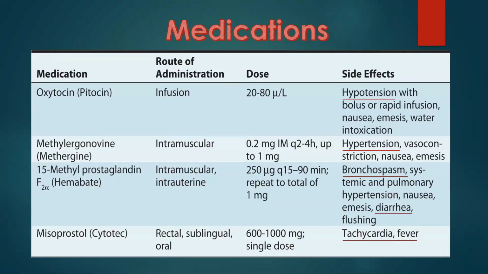The first choice, if you can give it, is Methergine, and the reason is it has the quickest onset of action. It's 0.2 milligrams IM. You can give it up to every 2 to 4 hours. It is contraindicated in some patients with hypertension, and so normally in labor and delivery, we don't give it to our preeclamptic patients and patients that have gestational hypertension.